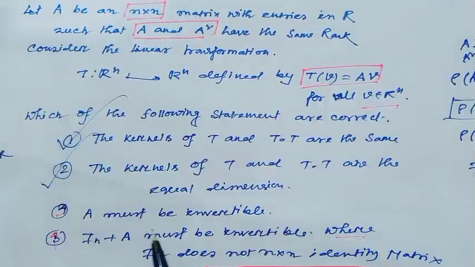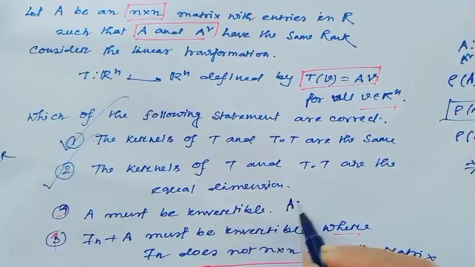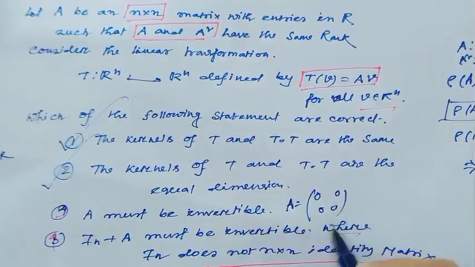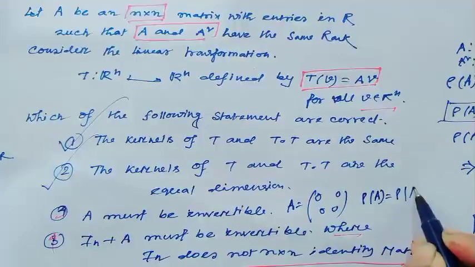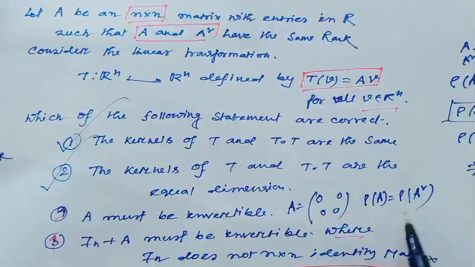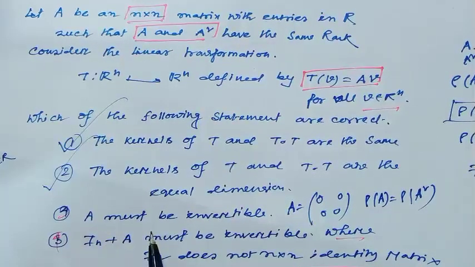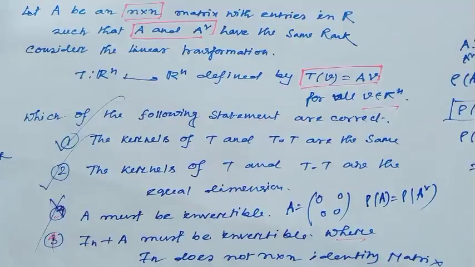Option 3 says A must be invertible. Consider A equal to the 2 cross 2 zero matrix. Notice rank of A equals rank of A square, so all conditions are satisfied, but A is not invertible here. So option 3 is a wrong option.